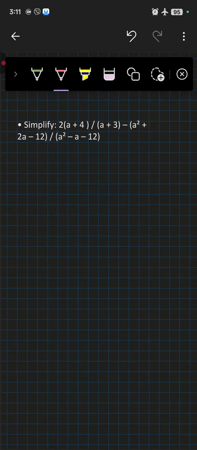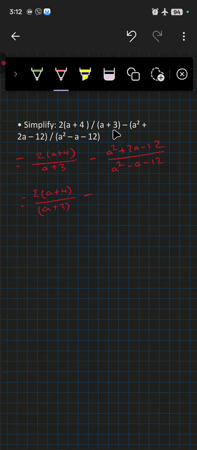Now moving ahead to the next question. Here we have 2 multiplied by a plus 4 upon a plus 3 in the denominator. Similarly minus a square plus 2a minus 12 on the top, and a square minus a minus 12 in the denominator. So what do we see? In the first case we don't have to do anything, this will remain same as nothing can be done over here. But in the second case what we do, first into last, it comes minus 12a square.